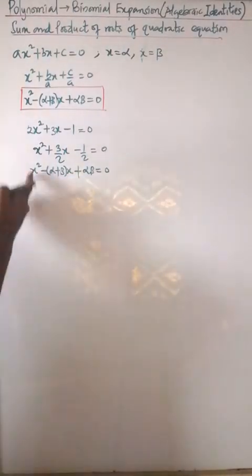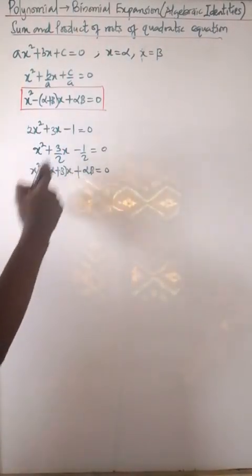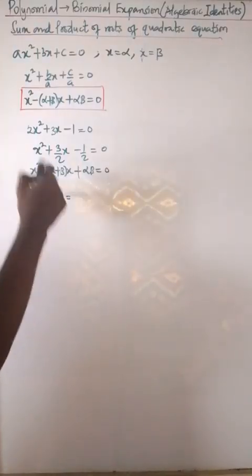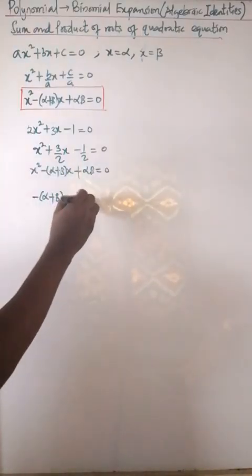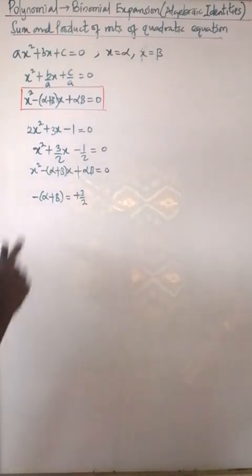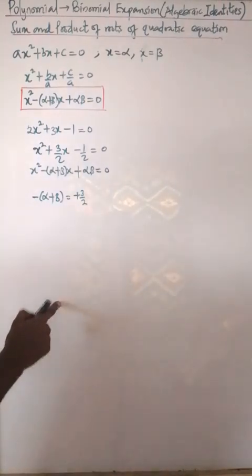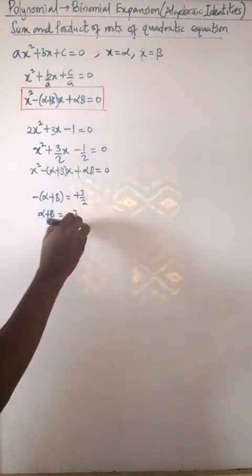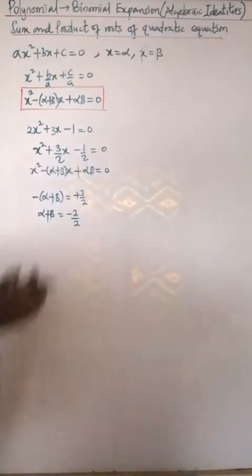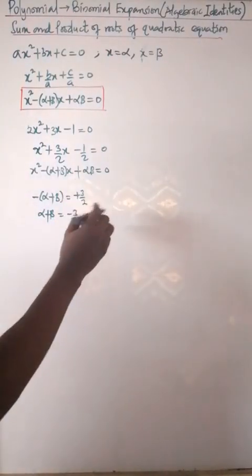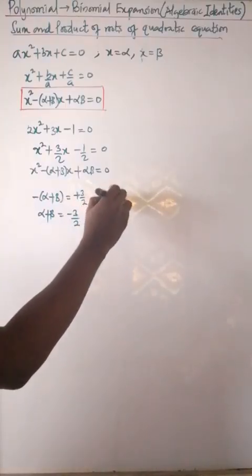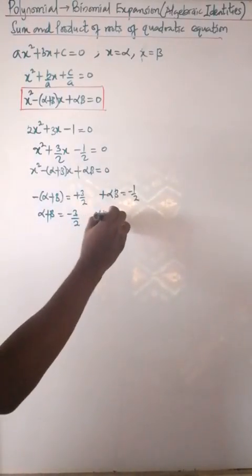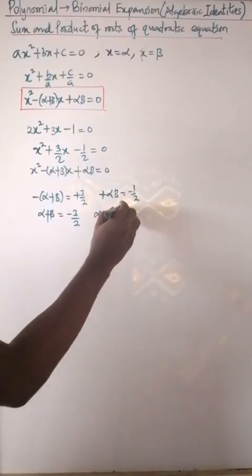By comparing, x squared goes with x squared. This x, so it means minus (alpha plus beta) equals 3 over 2. So by the time we multiply both sides by minus 1, we are going to get alpha plus beta equals minus 3 over 2. Just multiply both sides by minus 1. So this is the sum of the roots. And the product: alpha beta equals minus 1 over 2. So it means the product of the roots alpha beta equals minus 1 over 2.